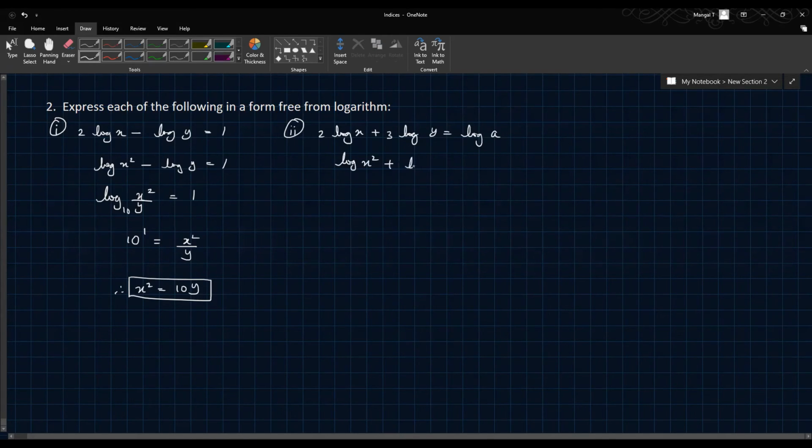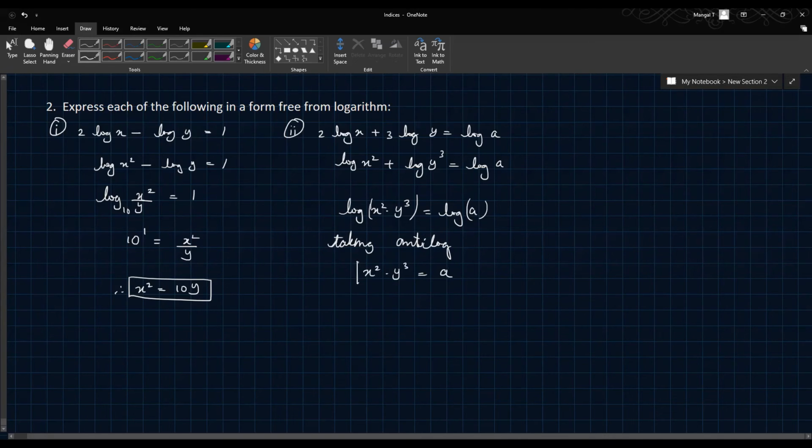So this is log x squared plus log y cube equal to log a. There is a plus sign, so there will be multiplication. So log x squared y cube equal to log a. So when you have log of an expression equal to log of another expression, obviously these two must be equal. So what we do is, to remove log, we can't just cancel like this. We have to say taking anti-logarithm on both sides. So that means you remove log. So x squared y cube equal to a.